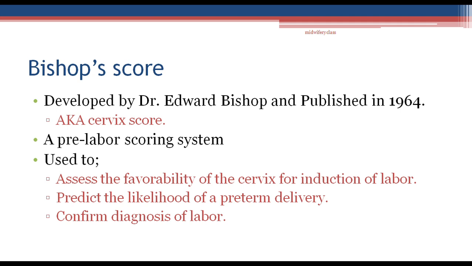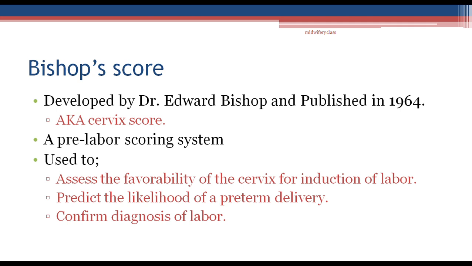The second thing we can use a Bishop score to do is to predict the likelihood of a preterm delivery. One of the key parameters used in the assessment for a Bishop score is the cervical length. Many studies have indicated a relationship between cervical length and the duration of pregnancy, in that the shorter the cervical length, the more likely you are to have a preterm delivery.